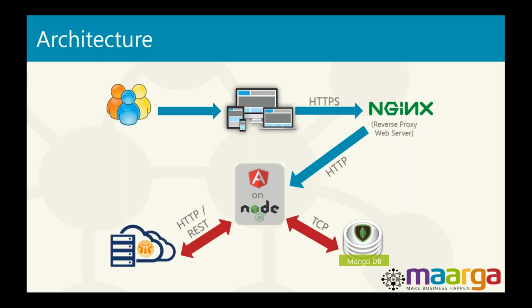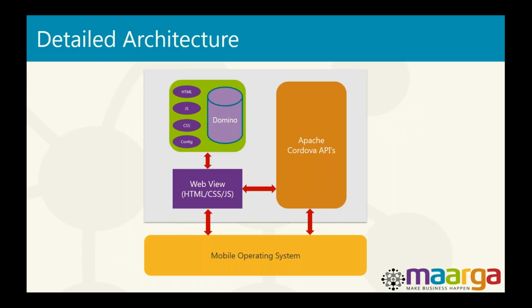The architecture is HTTP from the end user or from the application. It goes to the nginx reverse proxy, then to the node, the initial step, and from the node it will rewrite and go to the Domino again. So TCP will contact Mongo, and the HTTP or REST contact, depending upon the node, will contact the Domino through the nginx.